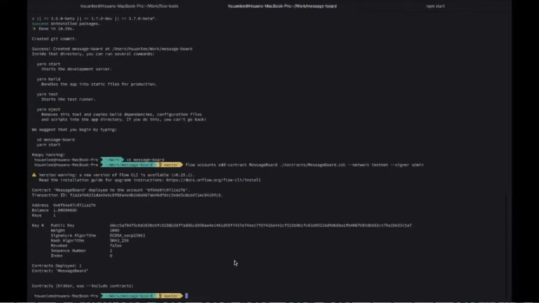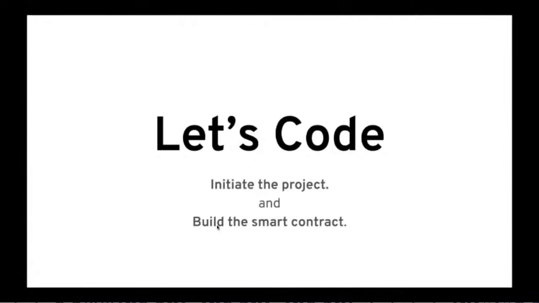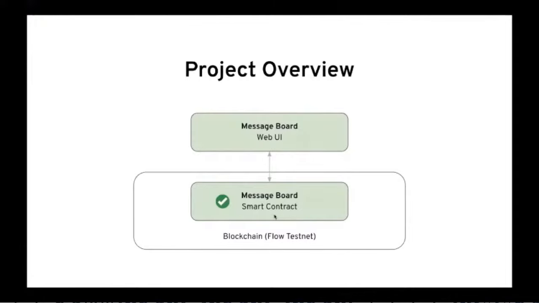Okay, that's great. Everything looks fine. The contract MessageBoard has been deployed into this account successfully. So we're done with this part. Now that we have the very simple smart contract in place, the next step is to build the UI to interact with this smart contract. And this is actually the main focus of this sharing.